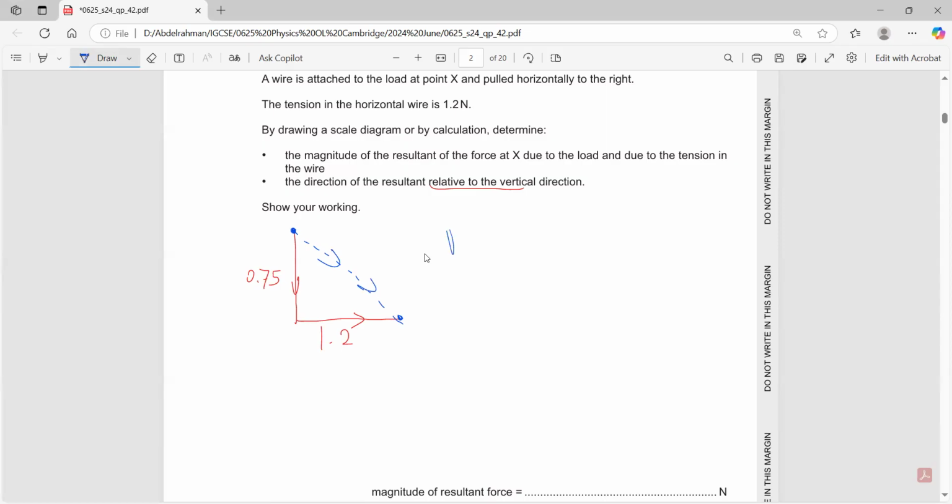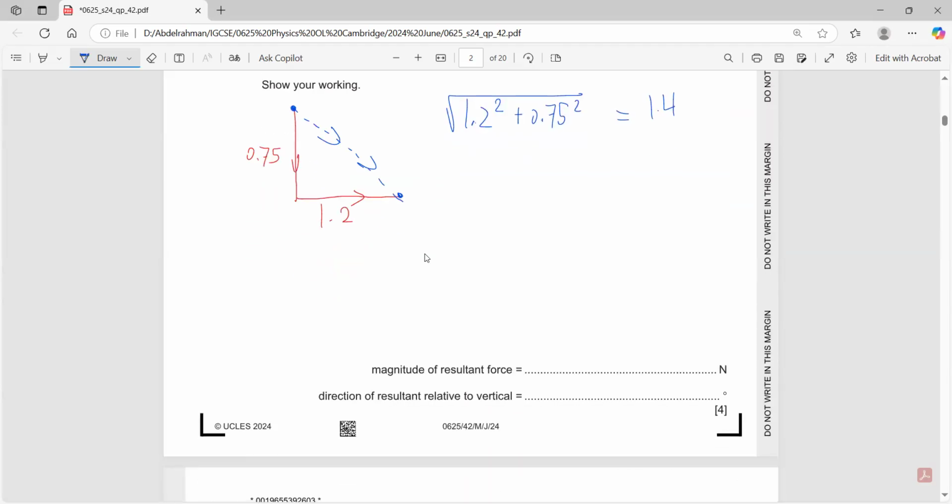To find the resultant, square root of 1.2 squared plus 0.75 squared. This is the Pythagorean theorem. This gives 1.4. This is the resultant, 1.4 newtons. This is the magnitude.